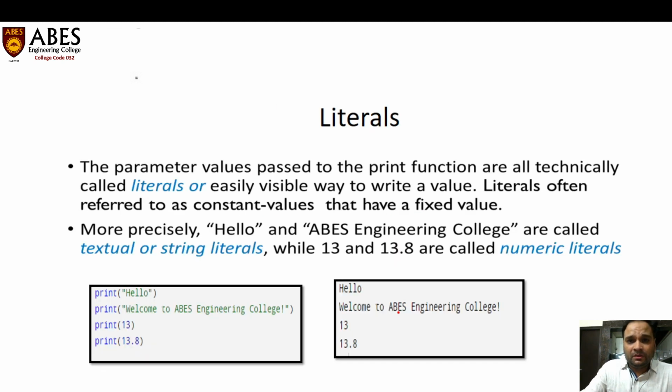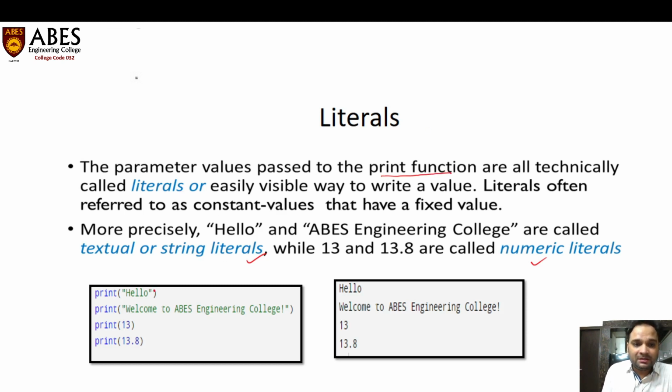So what are literals? Literals are very important terms. There are basically two types of literals: string literals and numeric literals. There are other types also, but these two types are very important. Whatever value we pass to the print function, remember this, technically these values are called literals.